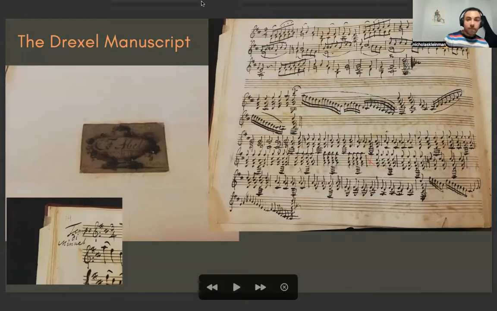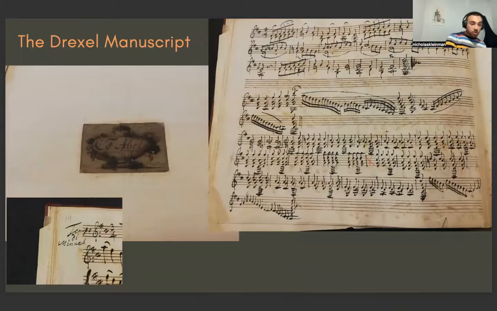So next we have the Drexel manuscript, which is currently in New York. There are about 25, maybe 27 solo gamba pieces. And then there's some in the back of the manuscript. There are some Corelli sonatas and some harpsichord pieces or tessitura instrument pieces. I didn't consider any of them cadenzas.